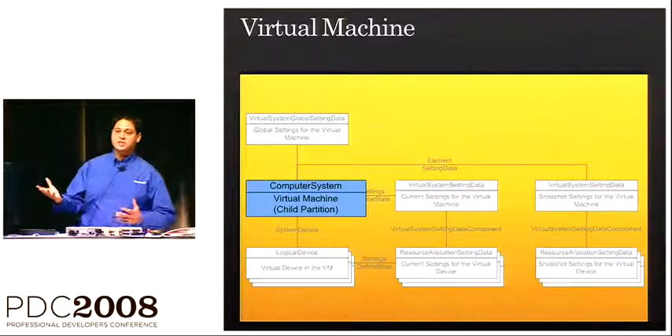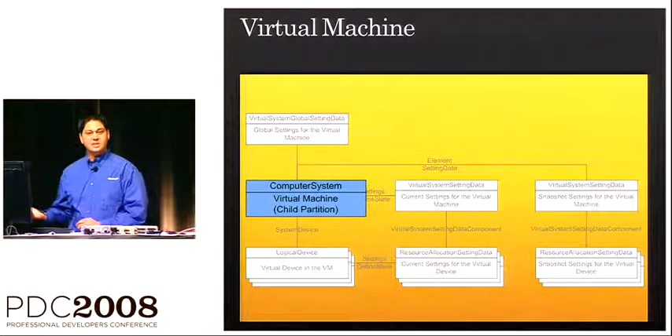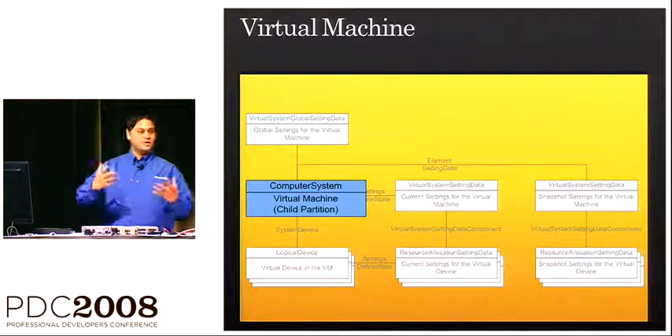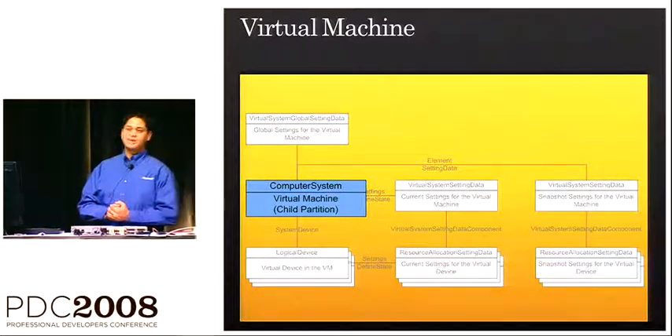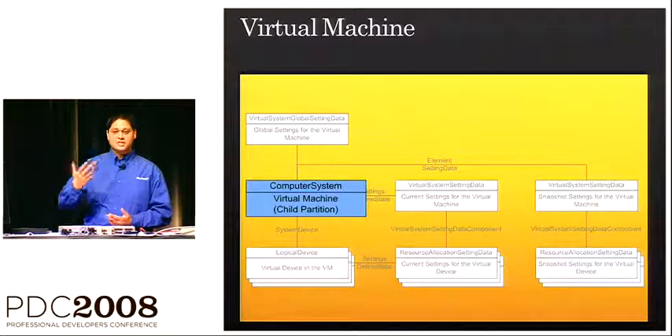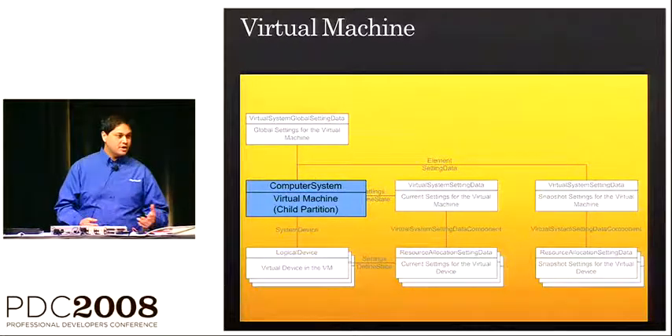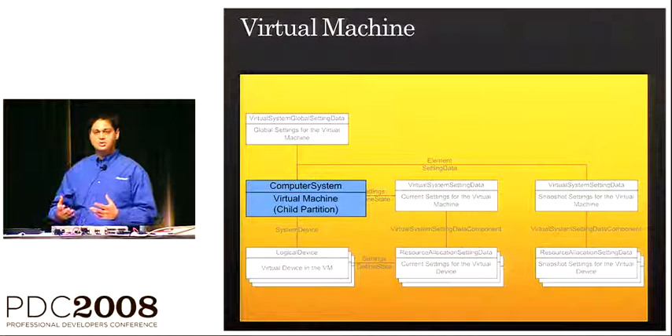So the computer system object here represents the virtual machine itself. It's the central class off of which everything else kind of hangs. It'll describe things like, what is the state of my virtual machine? How long has it been running? Those sorts of things.